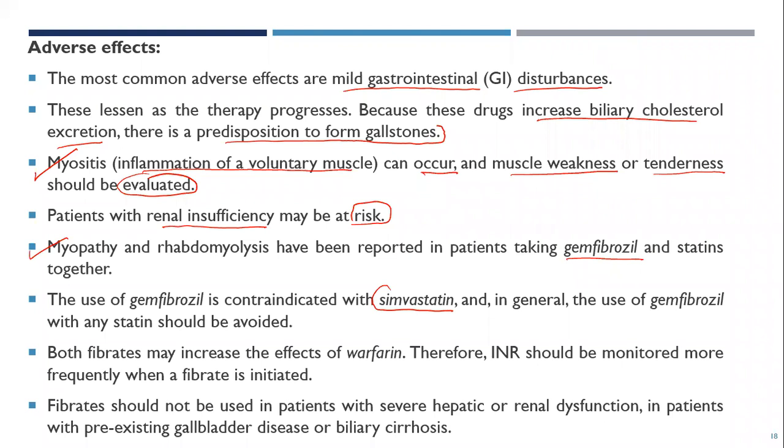Both fibrates may increase the effects of warfarin, and therefore warfarin should be monitored more frequently when a fibrate is initiated. Fibrates should not be used in patients with severe hepatic or renal dysfunction, in patients with pre-existing gallbladder disease or biliary cirrhosis. If a patient has any of these conditions, then we should not be using the fibrates.